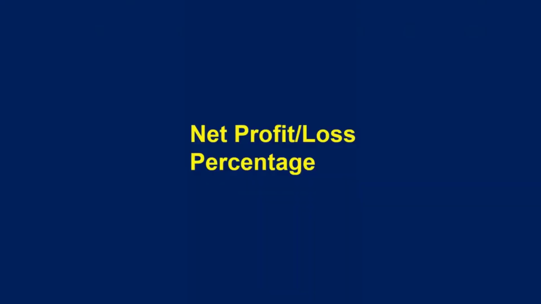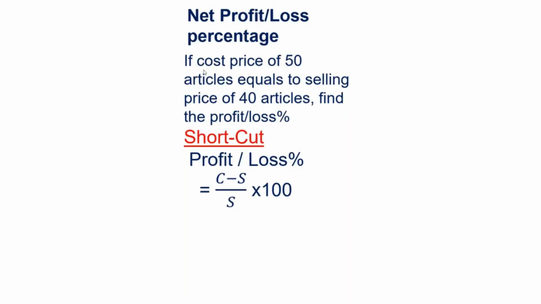We will discuss a shortcut for net profit or loss percentage when we are given number of articles. If cost price of 50 articles equals selling price of 40 articles, find the profit or loss percentage. The shortcut is profit or loss percentage equals (C minus S) by S into 100. Here C is the cost of how many articles, that is 50. S is the selling price of how many articles, in this case that is 40. So in this question C is 50, S is 40.